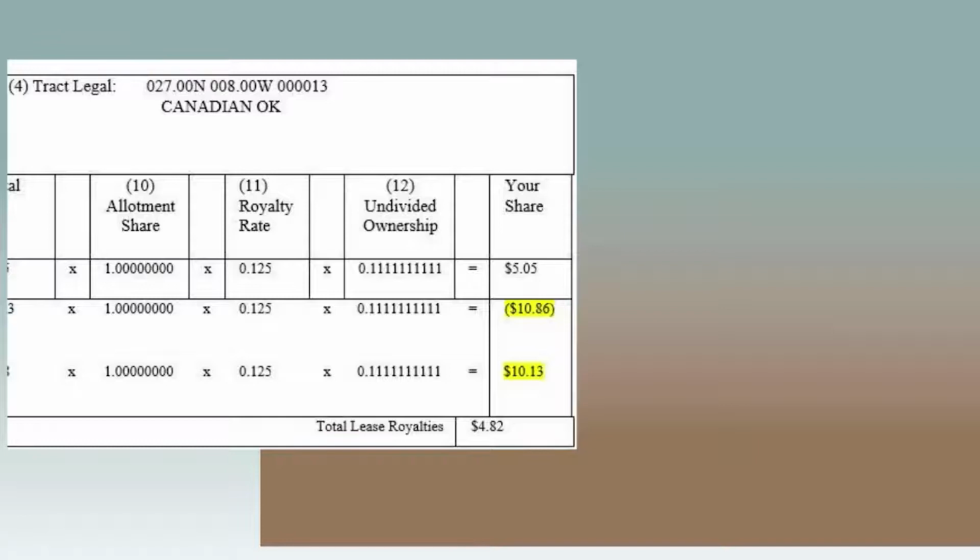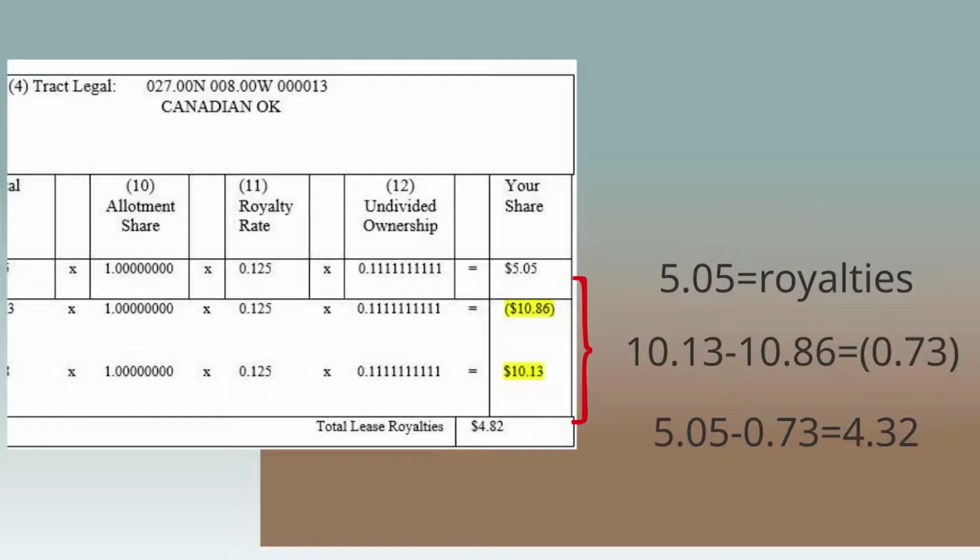In this example, the company originally overpaid November 2017 oil by 73 cents. This overpayment shows up as a reduction on February 2021, the current month's gas royalties. In the column Your Share, 5.05 equals royalties. 10.13 minus 10.86 equals 0.73. 5.05 minus 0.73 equals 4.32.